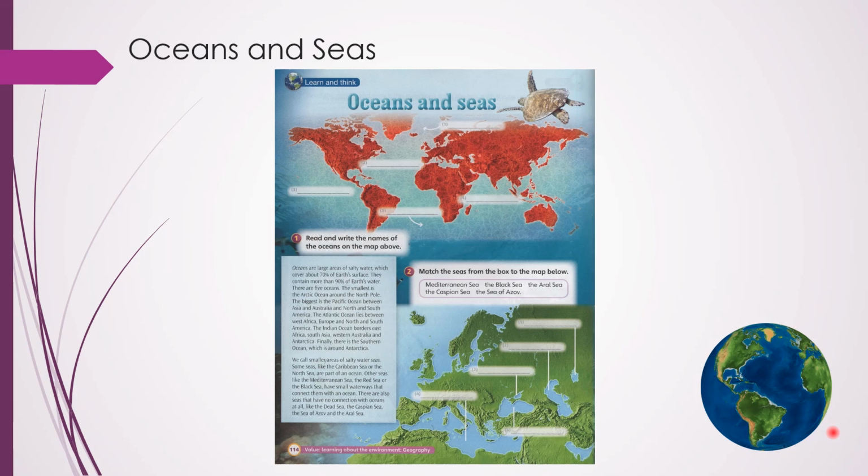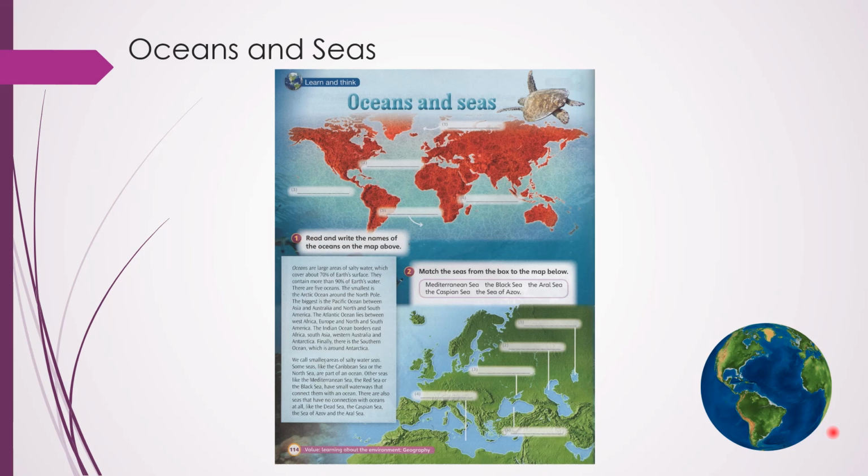The Atlantic Ocean lies between West Africa, Europe, and North and South America. The Indian Ocean borders East Africa, South Asia, Western Australia, and Antarctica. Finally, there is the Southern Ocean, which is around Antarctica.